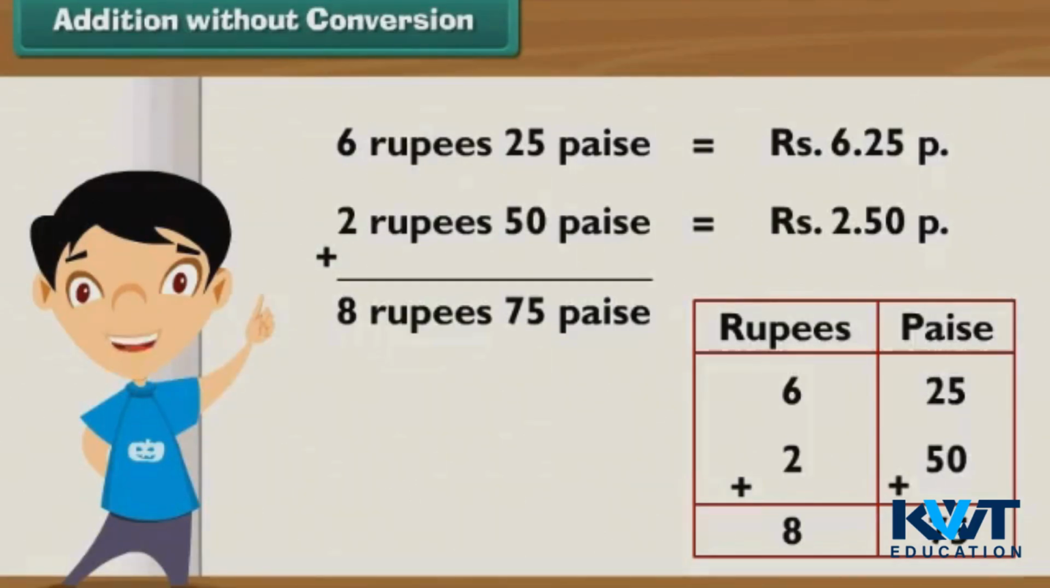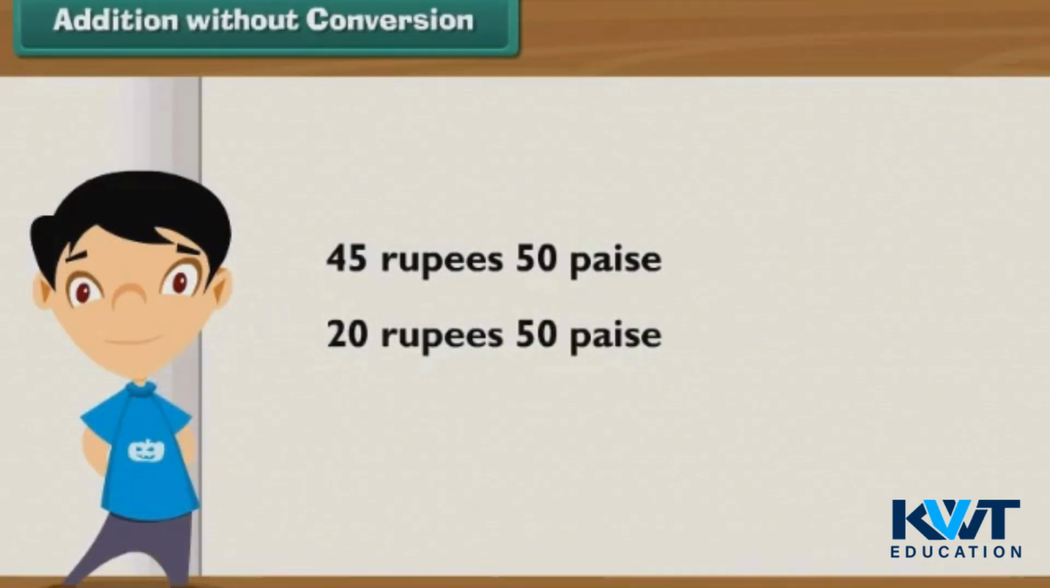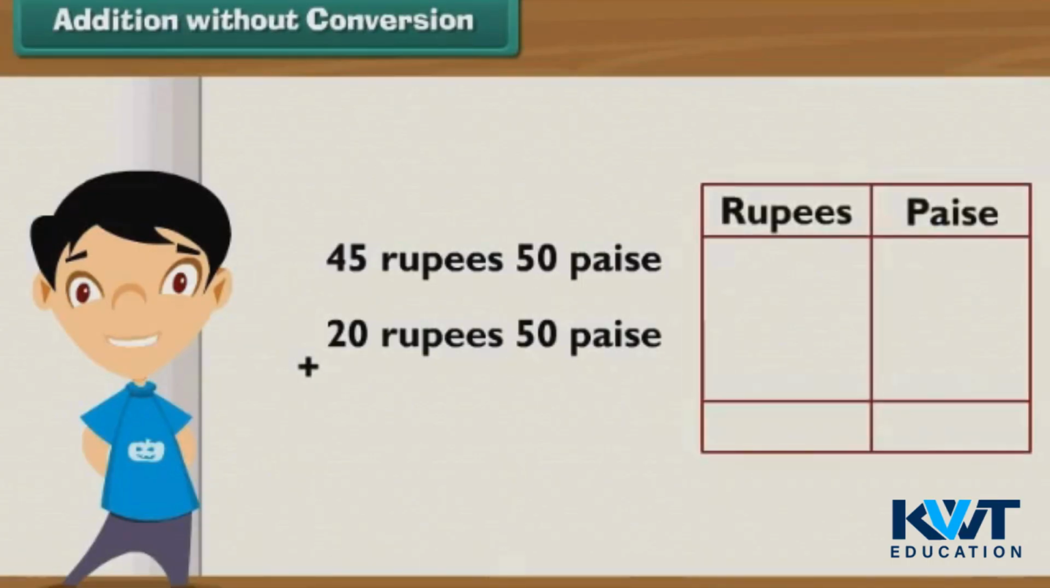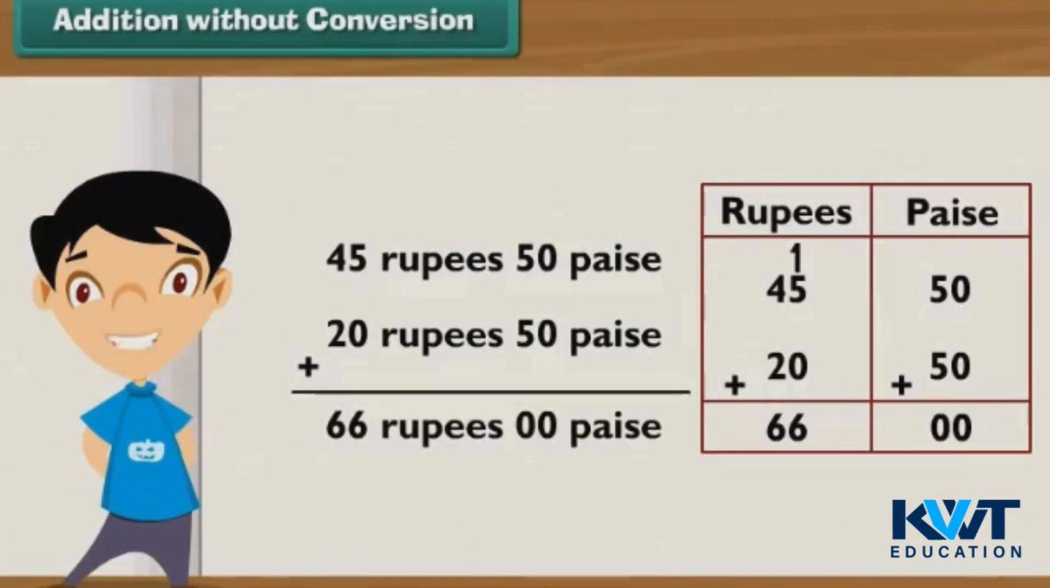Now take another example. Add 45 rupees 50 paise and 20 rupees 50 paise. Step 1. Add the numbers in the paise column as 50 plus 50, which is equal to 100 paise. We know that 100 paise is equal to rupee 1. So, write 2 zeros in the paise column and carry forward 1 to the rupee column. Step 2. Add the numbers in the rupees column. 1 plus 45 plus 20 is equal to rupees 66. Write 66 in the rupees column. So, the answer is 66 rupees.